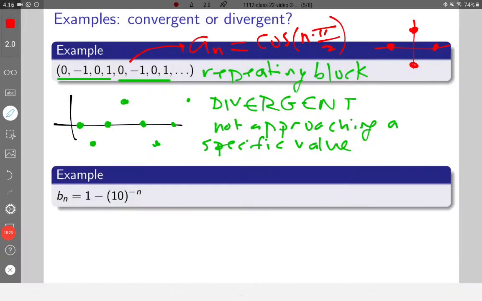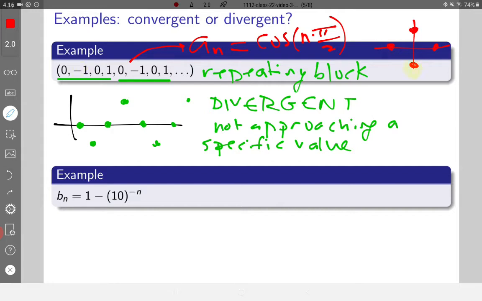Why does that work? When n is 1, what's cosine of pi over 2? That's asking for the x-coordinate of that point up there at pi over 2 radians, or 90 degrees, and that's 0. So I get the right first term. That's good. And then when n is 2, 2 pi over 2 is pi, or 180 degrees. What's the cosine of that? What's the x-coordinate of that point? It's negative 1. That's the next term in the sequence.